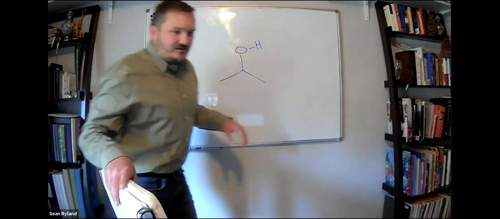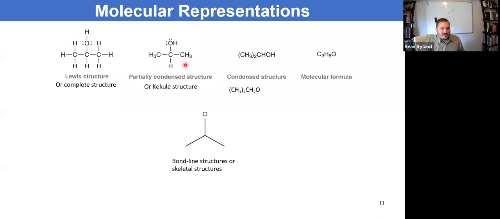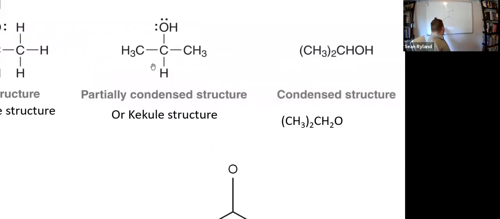And that's all the same with the Kekulé structure. The Kekulé structure is probably the easiest to mess up, because it's really easy to put CH3 and then have two other bonds attached to it. And at first glance, it doesn't look like there are too many bonds to the carbon.